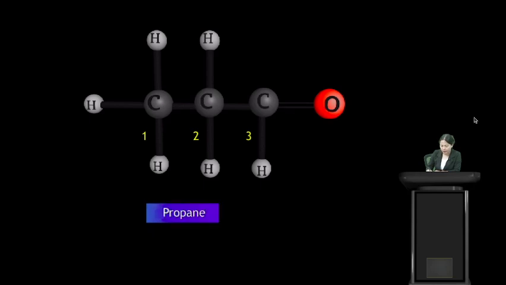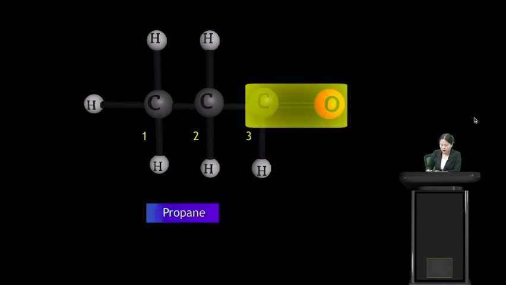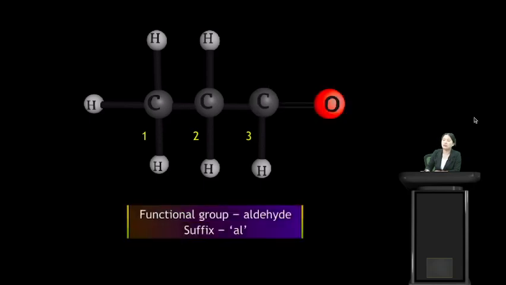Now we have another functional group present. Yes, we have another functional group present, that is C double bond O. So what is the name of this functional group? Yes, we have C double bond O H. So the name of this functional group is aldehyde, known by the formula CHO. So the suffix, when the aldehyde functional group is present, the suffix AL is used.